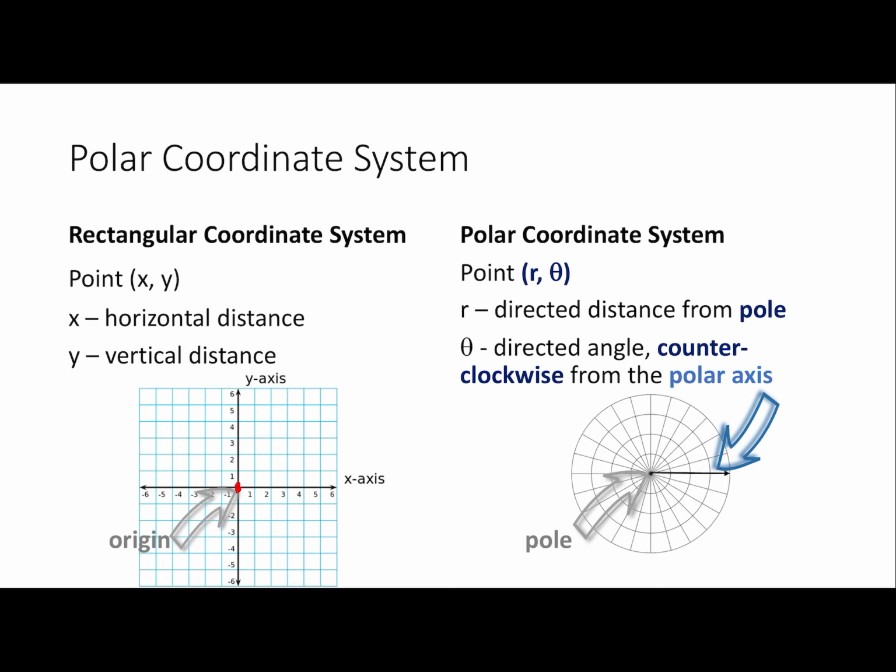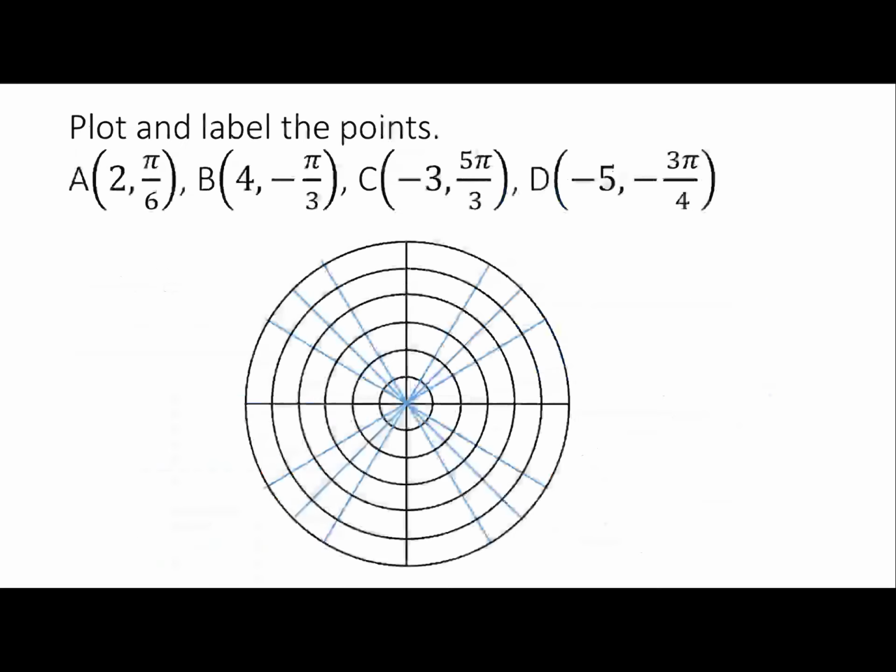All right, so the pole is very similar to the origin of our xy coordinate plane, Cartesian coordinate plane, and the polar axis would be what the positive x-axis was originally. Remember, we've always started at 0 degrees here, so that's our polar axis, pole and polar axis. So we're going to plot and label some points.